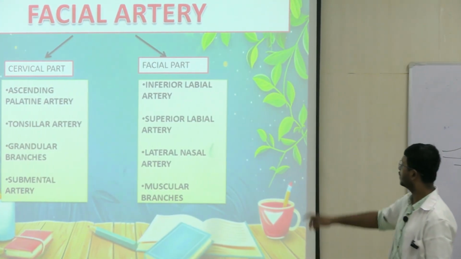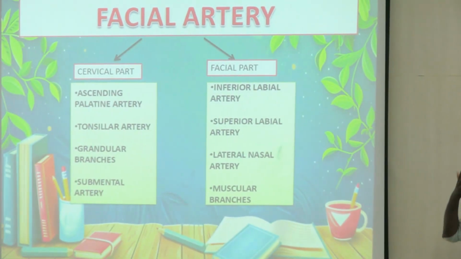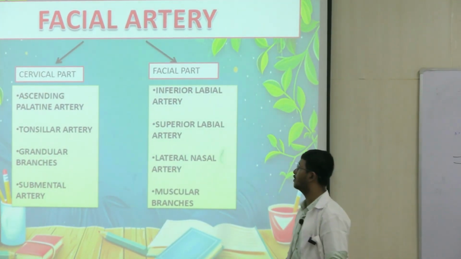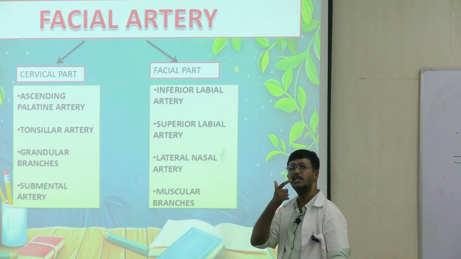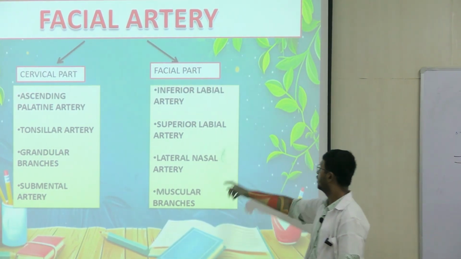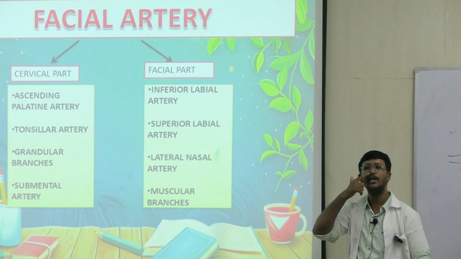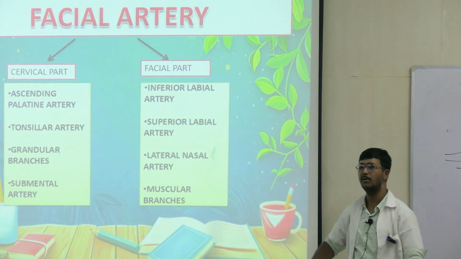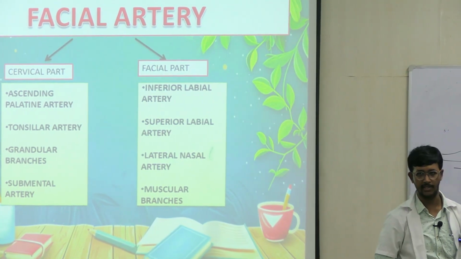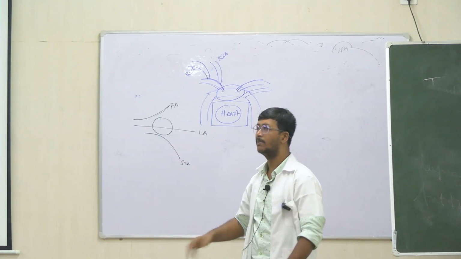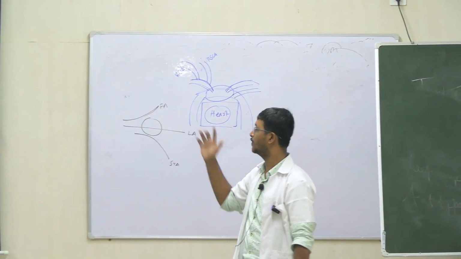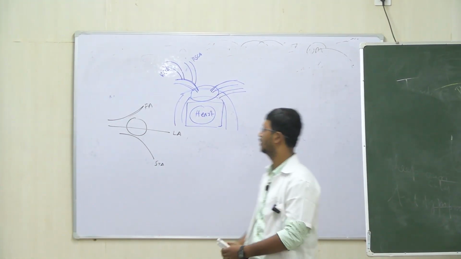Now coming to the facial part, in the face, the inferior labial artery supplies the lower part of the lip. The superior labial artery supplies the upper part of the lip. The lateral nasal artery supplies the lateral part of the nose. Muscular branches supply all the muscles of the face. These are the branches of the facial artery: the cervical part supplying the neck region, and the facial part supplying the face region.